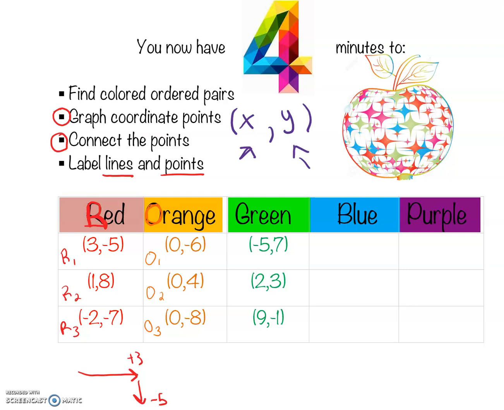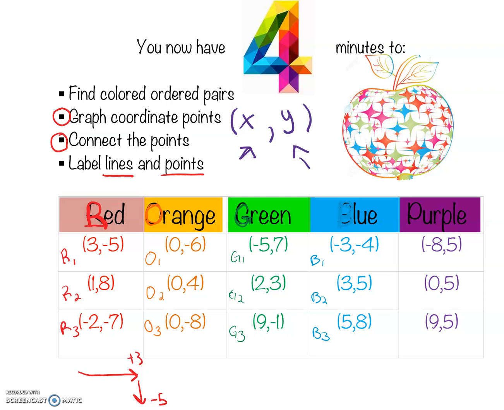4 minutes. Go ahead. All right. Hopefully you were able to guess, or know is better. I hope you knew to go with G for green, and then G1 for the first point, G2, and then G3 for each of your points. Here's the information for your blue line. Go ahead and take 4 minutes, graph those coordinate points, connect the points, and then label the lines and points.